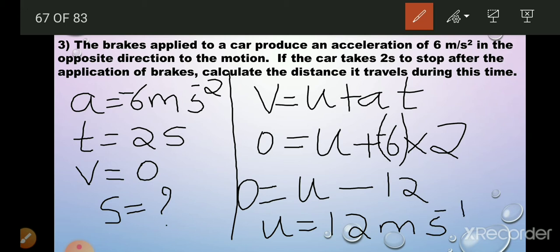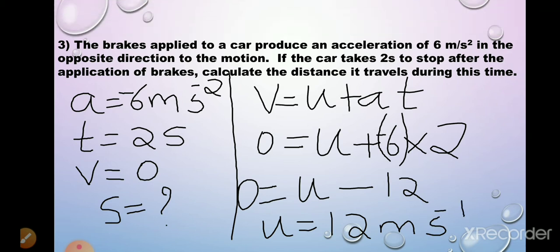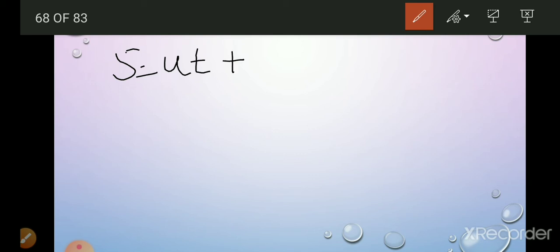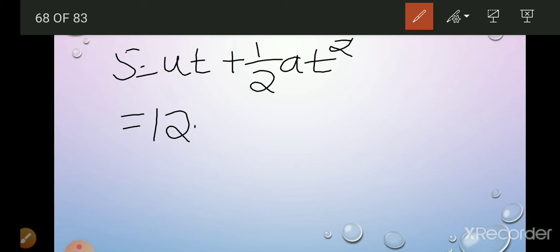Okay, so next we have to find the distance travelled. s you have to find. So we have a, t, v and u now. a is equal to minus 6, t is equal to 2 seconds and u is equal to 12. If you substitute in the second equation, that is s is equal to ut plus half at square. So what happens? u is equal to 12 meter per second.